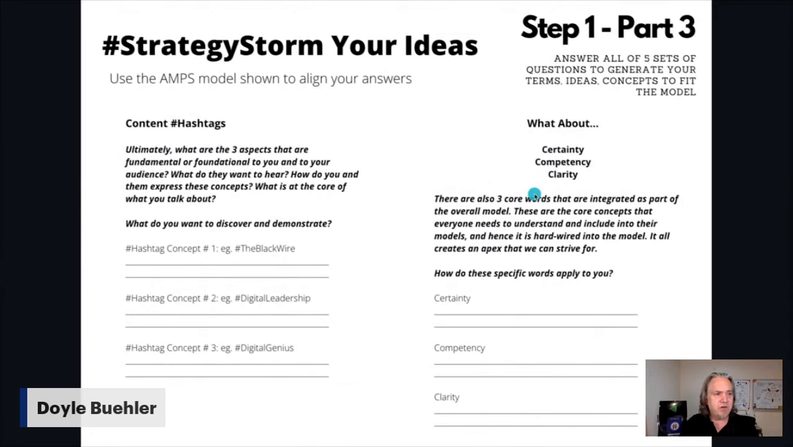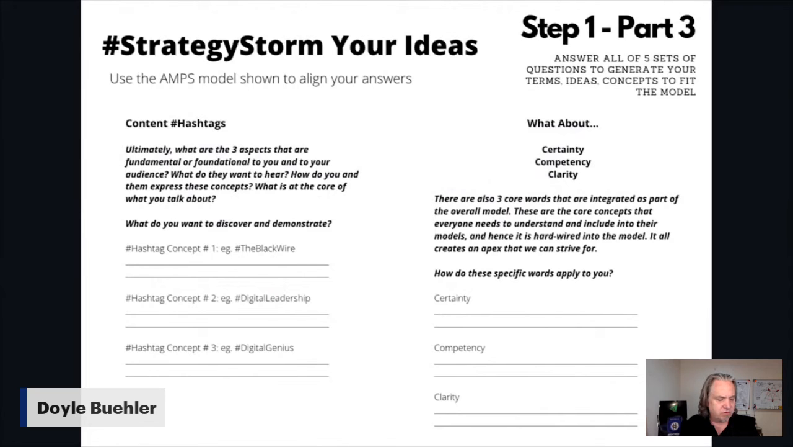And then finally, the certainty, competency, and clarity. As I said, that's the tip of the model here. If you can see, those are all around the apex of it. And really, most businesses need three things, right? We need certainty, we need competency, and we need clarity. So everything is working towards that. And if you'd like to change those words, feel free to do that as well. But looking at that, how do these specific words apply to you?